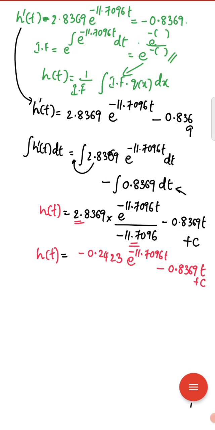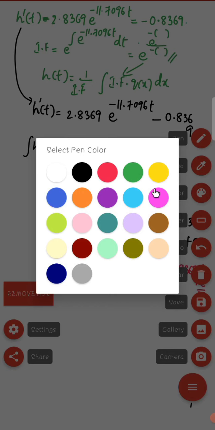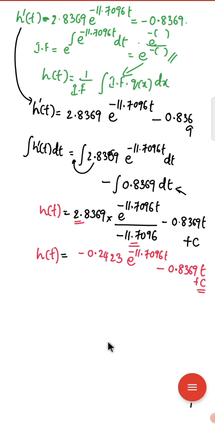Now we have an initial condition to find what the c is. What is that initial condition? When the time t is 0, the height of the ball is 1 meter. It is thrown from 1 meter height, right? So when t is 0, h is 1 meter. So you can say that h of 0 is 1 meter.